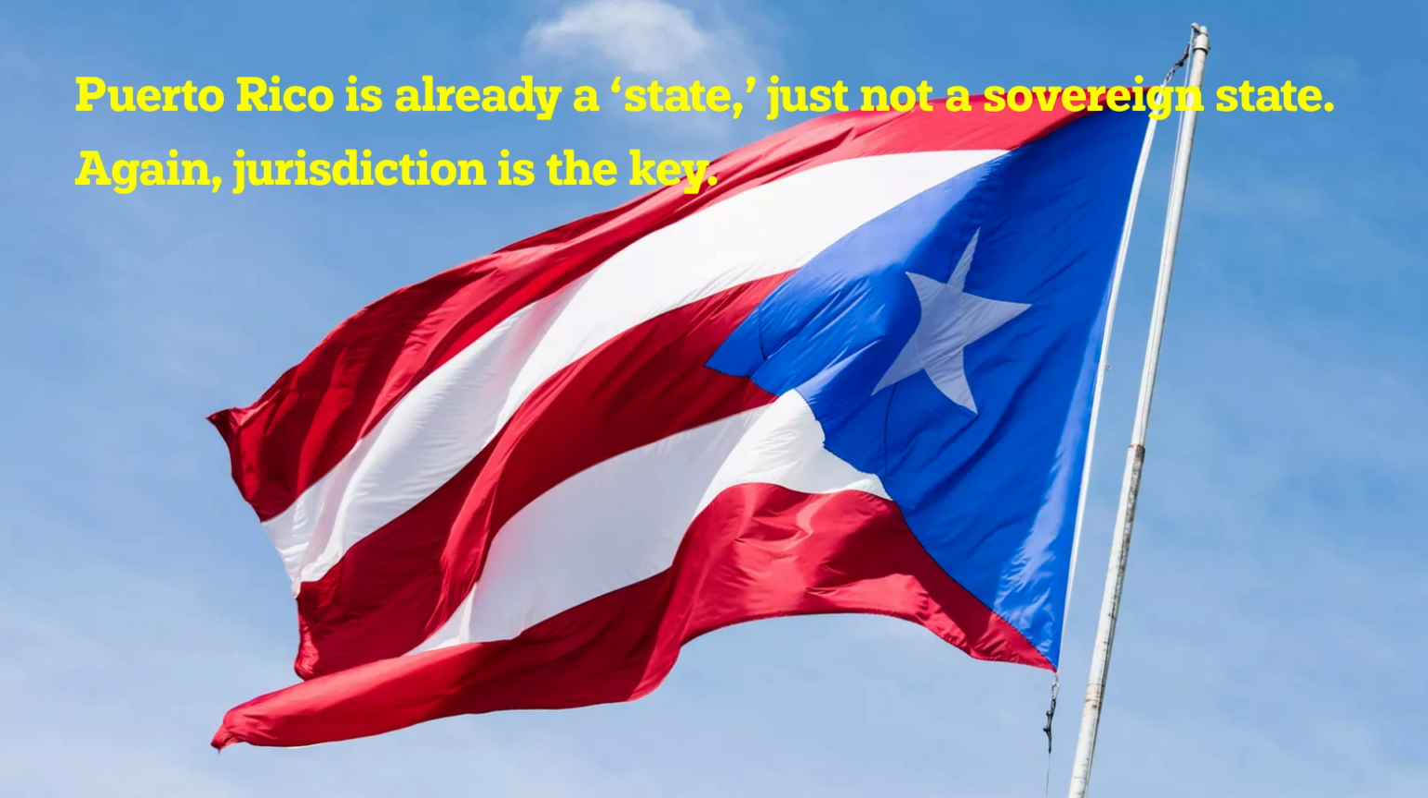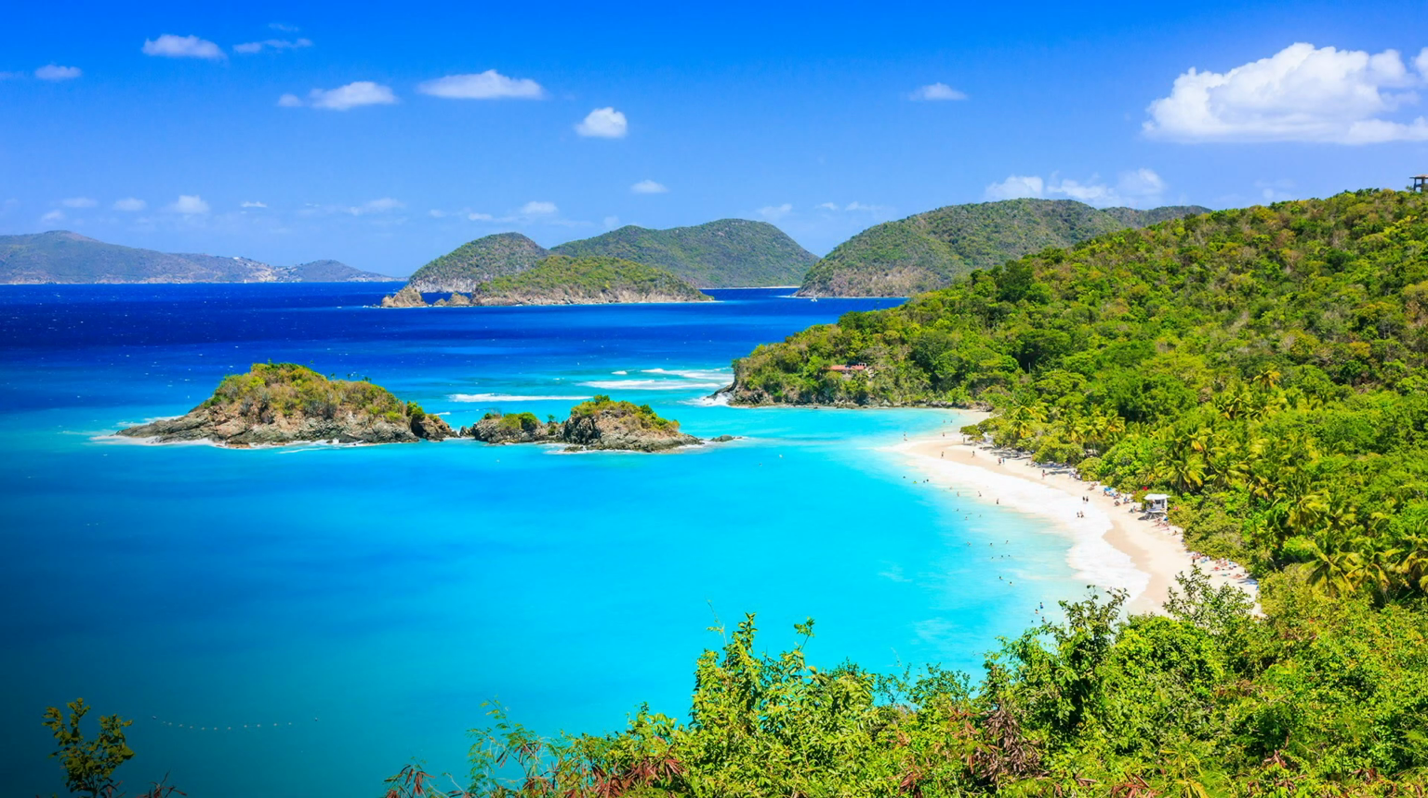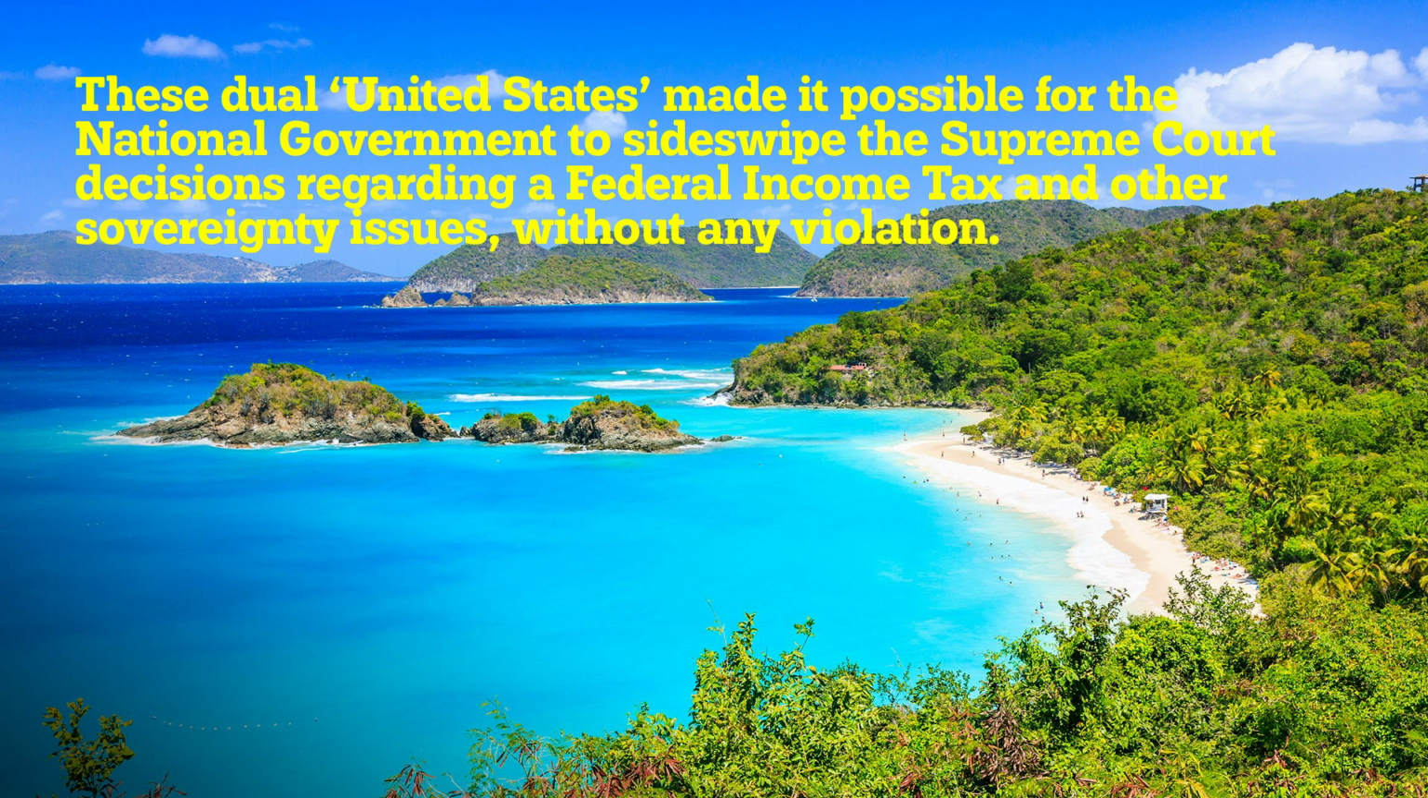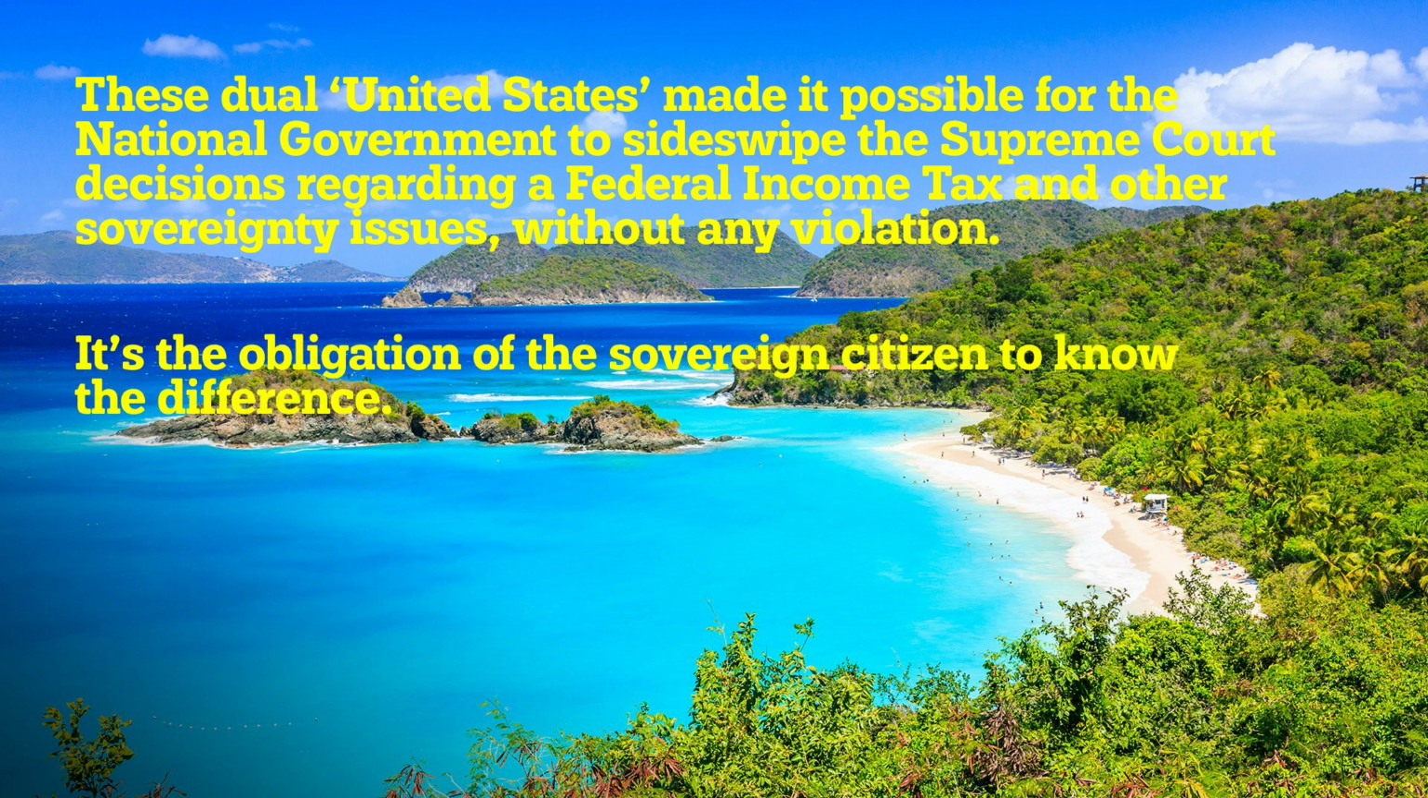The answer lies in jurisdiction. Having a territorial United States allowed for the existence of dual definitions, and we can easily see that the national government used this duality of meanings to its advantage in coaxing sovereign Americans to unknowingly identify themselves as statutory U.S. citizens in gaining power over them that the government wouldn't have otherwise had.